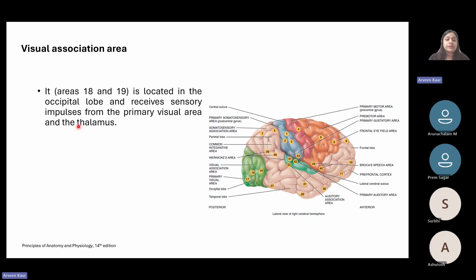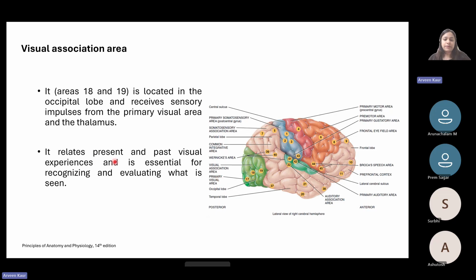When we come to the discussion of the visual association area, again, it is close to the primary visual area itself, right? So this area, 18 and 19, if you see over here, is located in the occipital lobe and receives sensory impulses from the primary visual area, which is just next to it, and from the thalamus also, right? It relates present and past visual experiences and is essential for recognizing and evaluating what is seen. Primary visual area, for instance, I am seeing the screen. It will tell me, okay, this is what you are seeing, right?